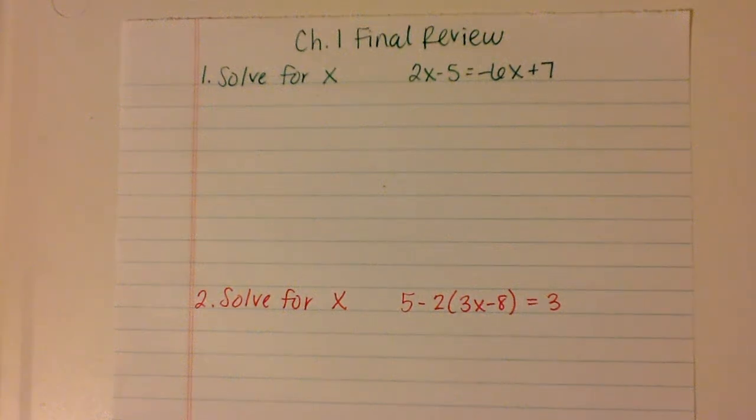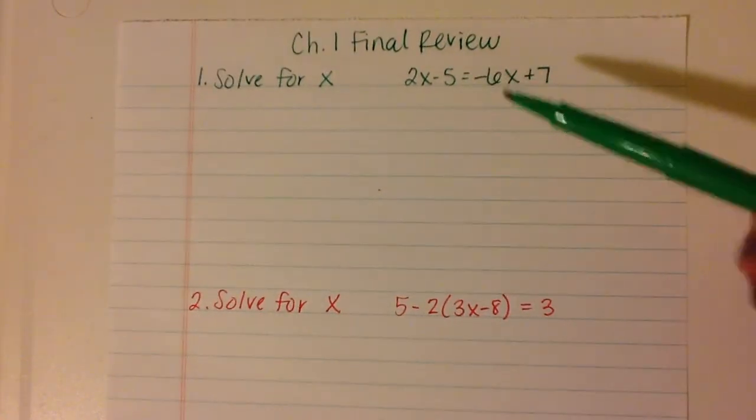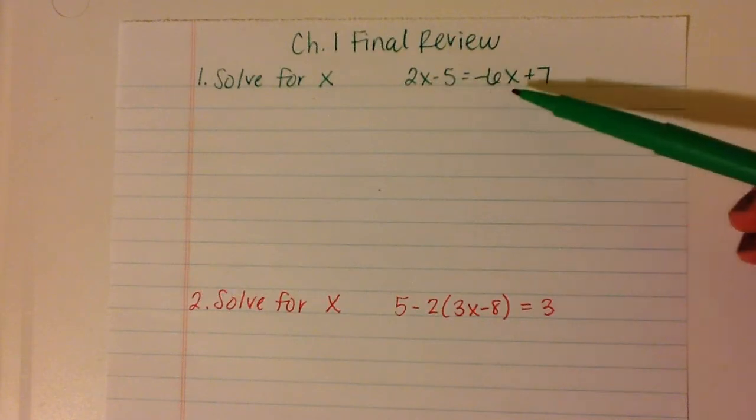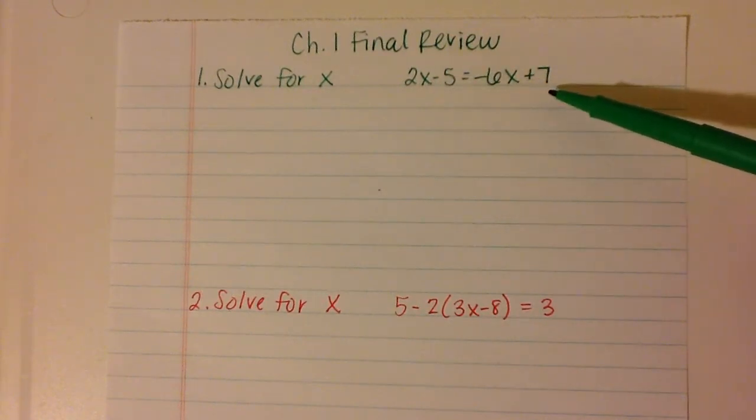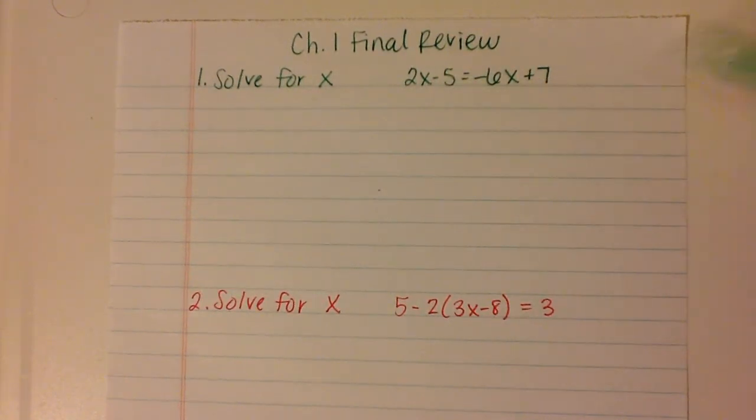Alright, we're going to go all the way back to chapter 1 and do a little review, and we only have 4 problems, so it shouldn't take too long. So number 1 says to solve for x. And you have 2x minus 5 equals negative 6x plus 7. Well, in order to do that, we have to combine our like terms.